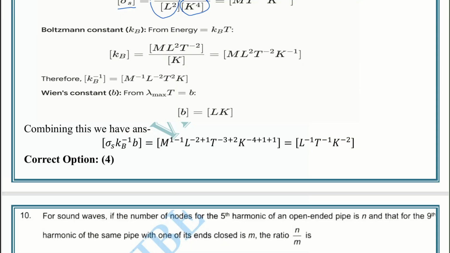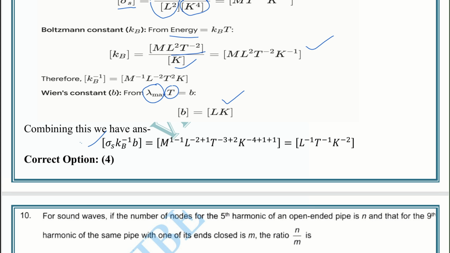Then the Boltzmann constant Kb from energy equal to KbT, then Kb equals energy by temperature. The dimension of energy is ML^2 T^-2. So calculating this we have Kb, and now the last part, Wien's displacement. We know lambda T, wavelength into temperature, is equal to b. This is length and this is temperature, so b equals LK. Now multiplying each term, we finalize the final term.